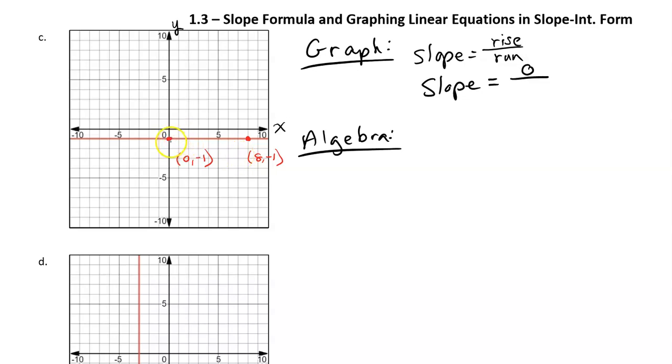Well, it looks to be 1, 2, 3, 4, 5, 6, 7, 8. Right, our run is 8 to the right. So that's a positive 8. So then I have 8 on the bottom. But what is 0 divided by 8? If I check that in the calculator, it's going to give me 0.